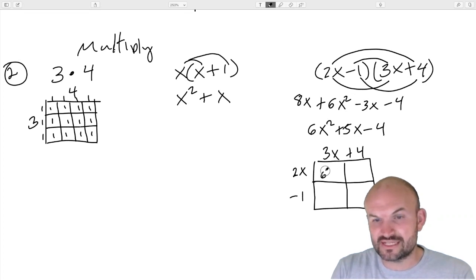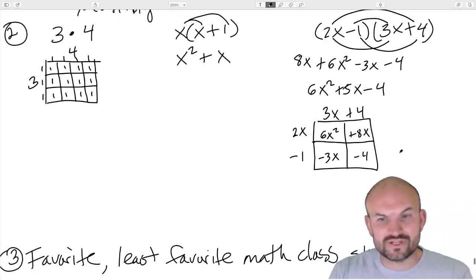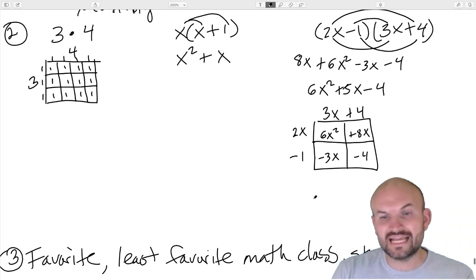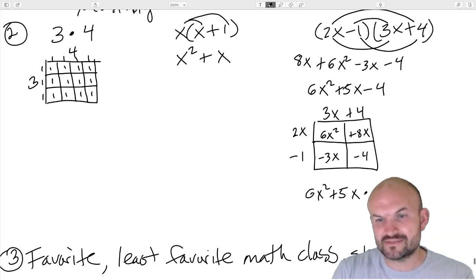2x times 3x is 6x squared. 2x times 4 is going to be a positive 8x. 3x times -1 is a -3x. And -1 times 4 is a -4. So now you can see that, again, that is our area. And you can see that on the diagonal, those add up to give us a 5x minus 4.